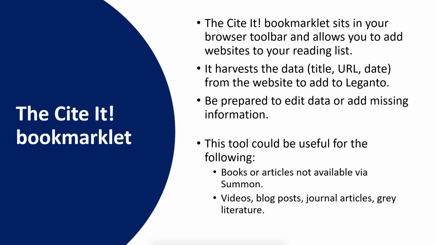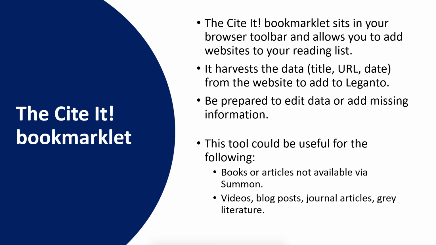This video is going to explain how to use the Cite It bookmarklet. So the Cite It bookmarklet sits in your web browser toolbar and it allows you to add websites to your reading list. What it does is it tries to harvest the data such as the title, website address, date from a website and will add it to Leganto so you don't have to do it manually.